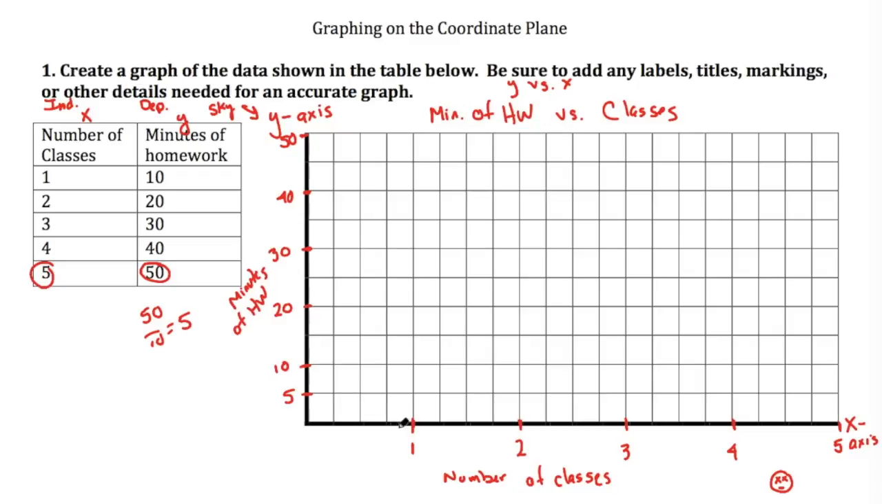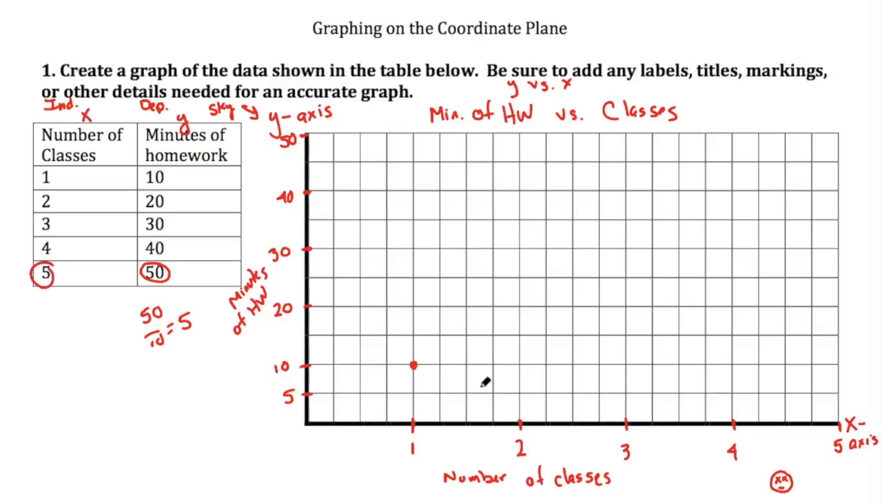Now, notice on the y-axis and the x-axis, I have different scales from each other. That's totally acceptable. They don't have to be the same on each axis, but they have to be consistent within the axis itself. Okay, so as I said, x values are in the first column, so I get a 1 for x, y values in the second column, 10 for y. So 1 over on the x, up 10 on the y, we'll put a nice point there.